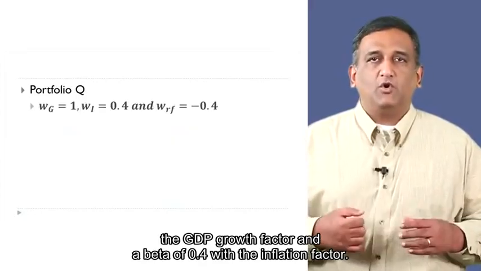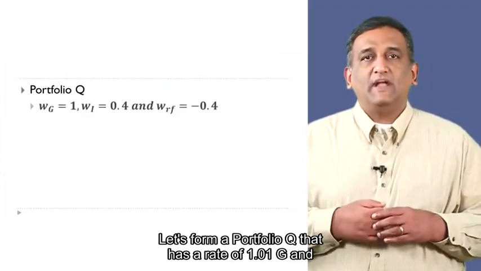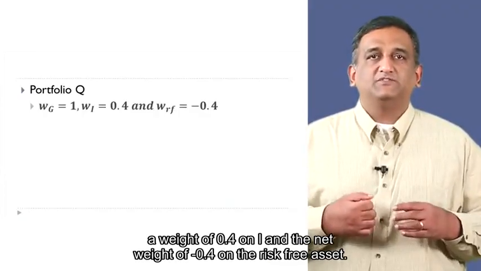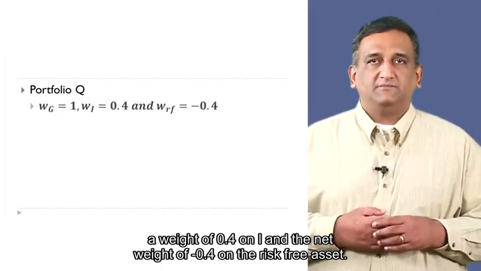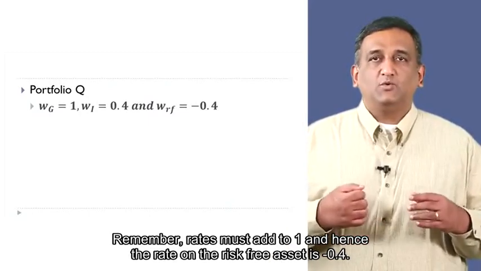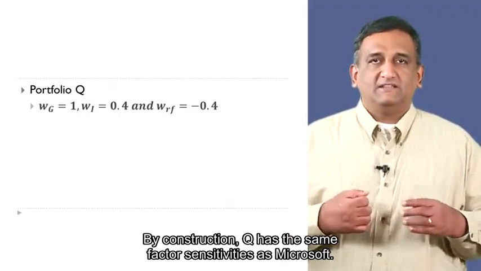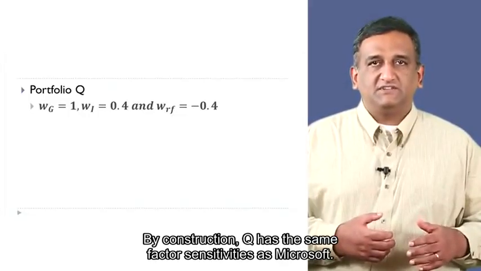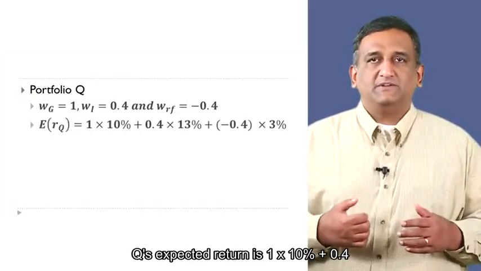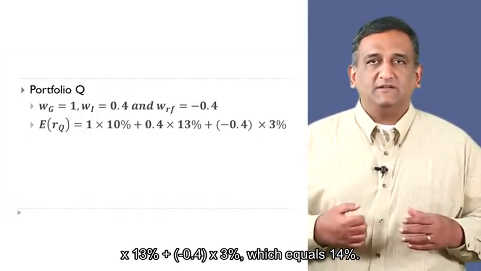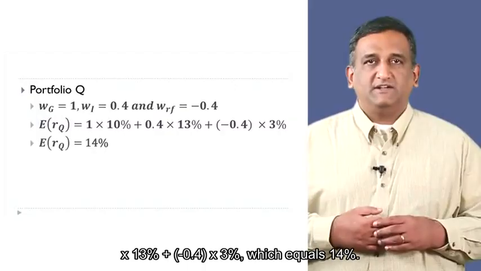a beta of 0.4 with the inflation factor. Let's form a portfolio Q that has a weight of 1.0 on G and a weight of 0.4 on I and a weight of negative 0.4 on the risk-free asset. Remember, weights must add to 1 and hence the weight on the risk-free asset is negative 0.4. By construction, Q has the same factor sensitivities as Microsoft. Q's expected return is 1 times 10% plus 0.4 times 13% minus 0.4 times 3%, which equals 14%.